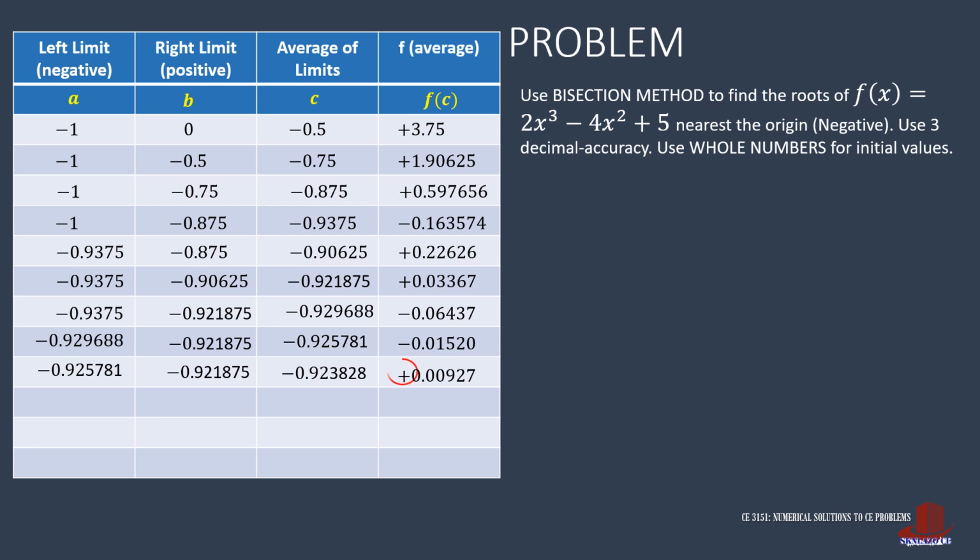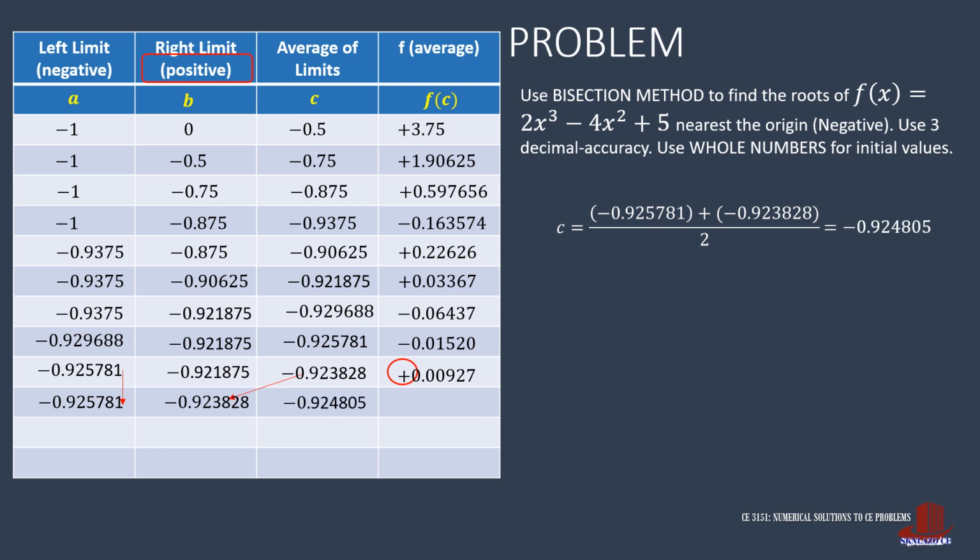With the last f of c as positive, take c of negative 0.923828 and replace b. Then carry out negative 0.925781 to the current iteration. Next is to take half of a and b together, which gives negative 0.924805. Place this into the function and have twice of negative 0.924805 cubed minus 4 of negative 0.924805 squared plus 5, resulting to negative 0.00296.